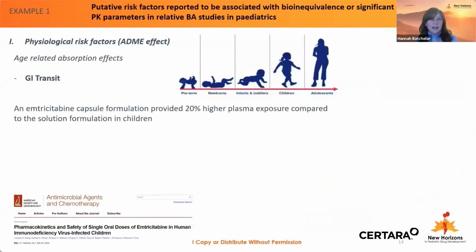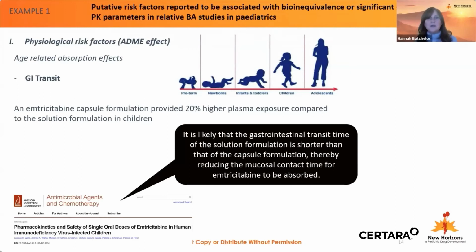For an example here, this was just one of the reasons that was suggested. The capsule formulation was providing higher exposure compared to a solution in children. The reason that the author stated was due to the gastrointestinal time of the solution being shorter, so there was a more rapid transit in children, meaning that the overall absorption was reduced. This is the kind of information we were extracting. I just wanted to give a couple of examples so you can see where the data came from.